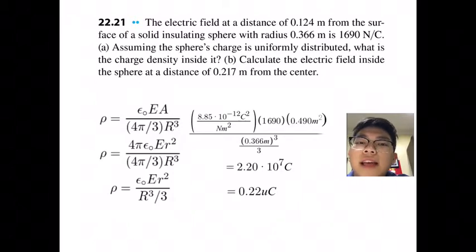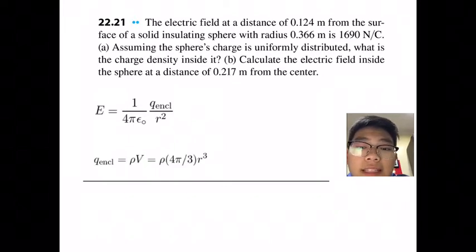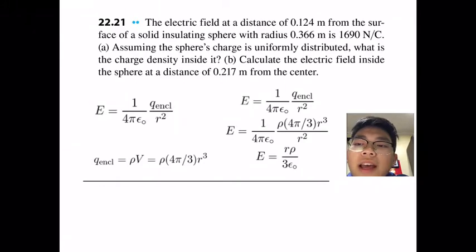Next, we can calculate the electric field inside the sphere at a distance of 0.217 meters from the center. We can use the formula for the Gaussian surface, which is E is equal to 1 over 4 pi E naught multiplied by Q enclosed over r squared. From this, we can also use the second formula, which is Q enclosed is equal to density times V. Remember, we already solved density, and V, the volume, can simply be found by the volume of the sphere being 4 pi over 3 multiplied by r cubed. So all we need to do is substitute P times V into Q enclosed.